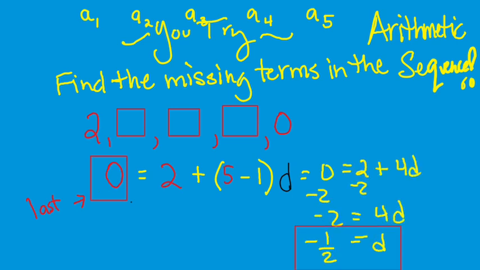Go ahead and solve, and I get that my common difference is negative 1/2. Negative 1/2. And I'm going to hit the easy button. I'm just going to subtract a half. So this will be negative 1 and 1/2, the negative 1, the negative 1/2, and then obviously brings me to 0.